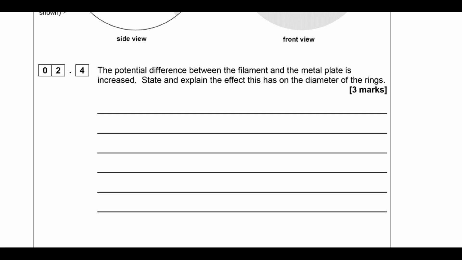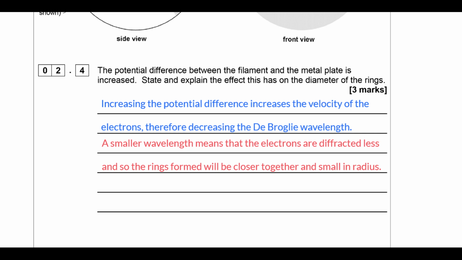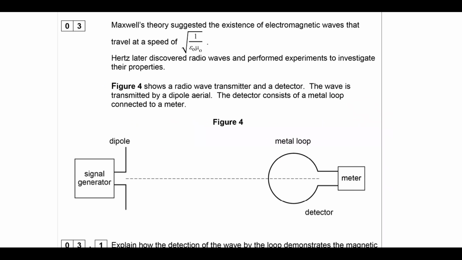So if you increase potential difference, the electrons will get faster, which means they will have a shorter wavelength. And then if they have a smaller wavelength, the amount they're diffracted will decrease, so the rings will become smaller or closer together, effectively. All right, and that's what's going to happen if we increase the potential difference. Okay, so that finishes question 2. Let's move on to question 3.